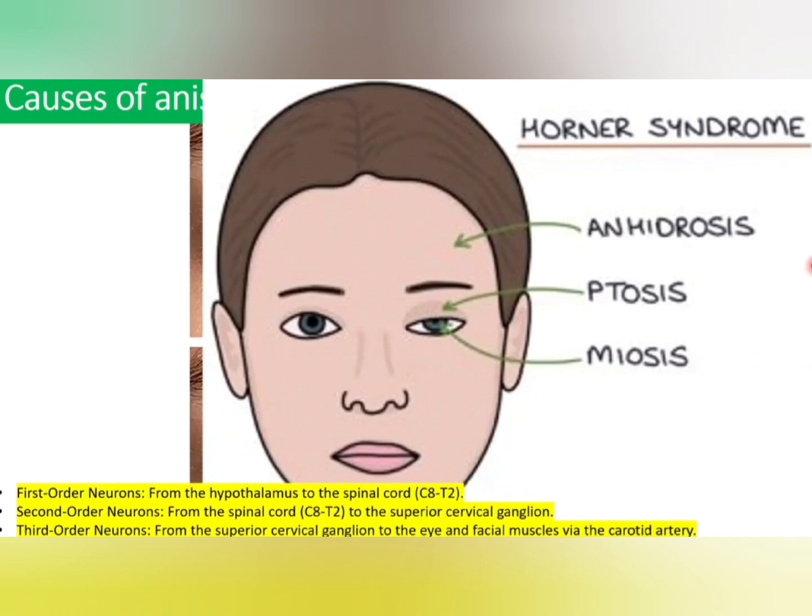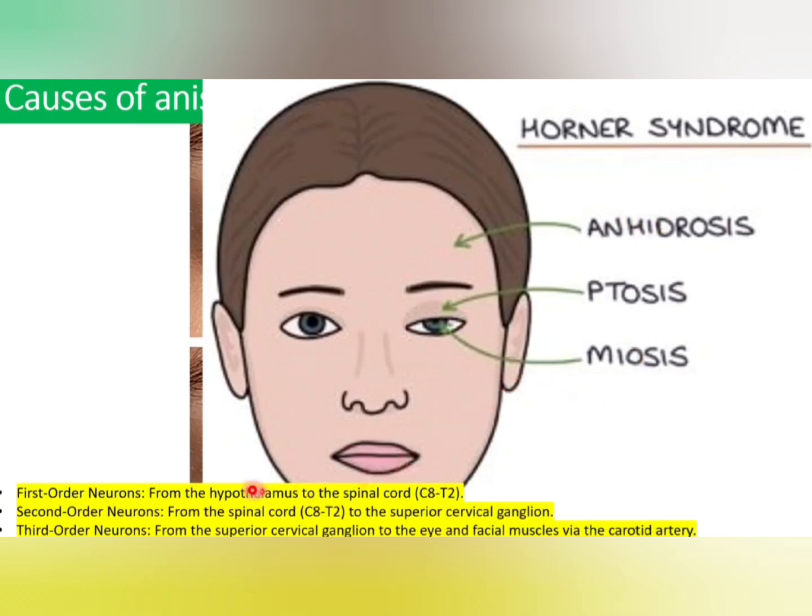Along with the smaller pupil, the patient might also notice that the upper eyelid drops a bit and there is reduced sweating on the affected side of the face, which I already told you in my last videos. It can be caused by various issues like a tumor, injury, or certain medical conditions affecting the nerve. So this is Horner syndrome. Here you will see the classical triad: anhidrosis, which means less sweating, ptosis, and miosis.